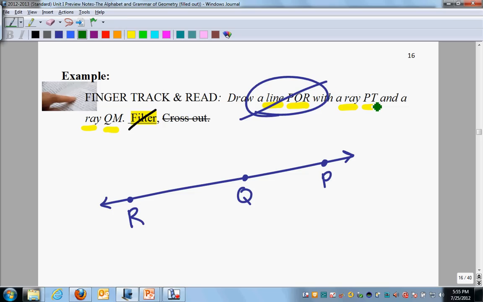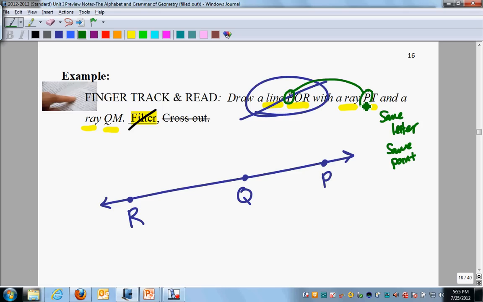Now we have another ray, PT. I'd like you to circle that P and circle this P. Connect them. Really important: if it's the same letter, it's the same point. Same letter, same point.